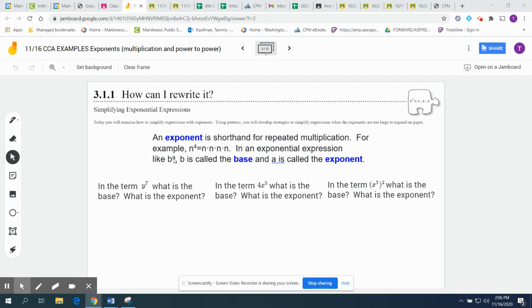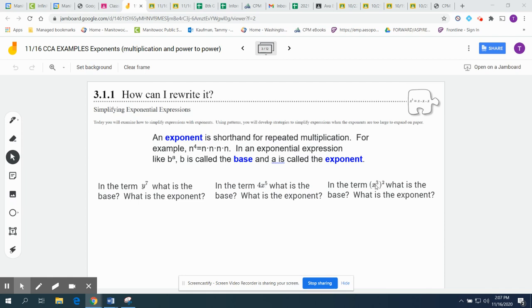B to the a power, where b is the base and a is known as the exponent, or the power. For the term y to the seventh power, y would be the base, 7 would be the exponent. When we get to this one, technically 4 is a base, the power would be 1. x is a base and it's to the fifth power. 4x is not a base because it's not taken to the same exponent. So 4 would have a different exponent than x.